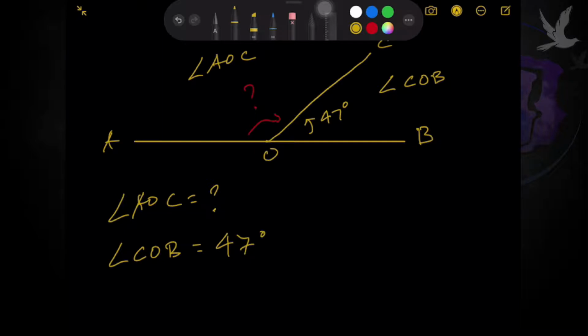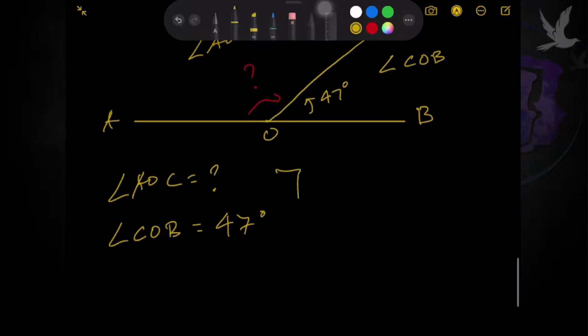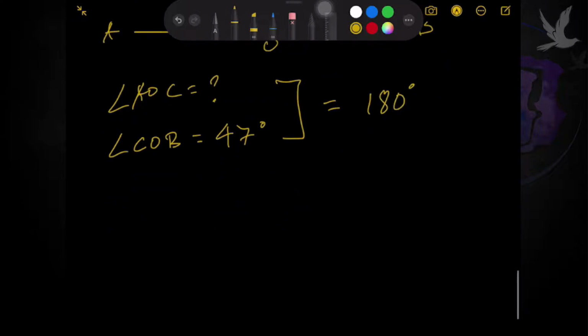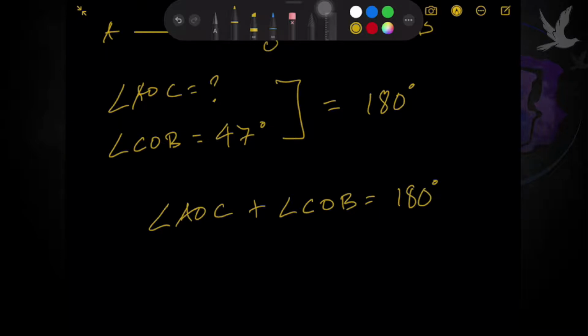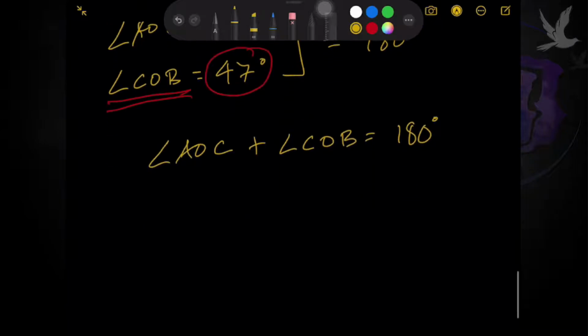And since they are along a straight line, you should know that adding these two will give you an equivalent of 180 degrees. In other words, you need to write them down as an equation, such as angle AOC plus angle COB is equivalent to 180 degrees. Okay, these two angles should be equivalent to 180 degrees. And since you know that angle COB is equivalent to 47 degrees, all you need to do is just to substitute the value. Angle AOC plus 47 degrees.